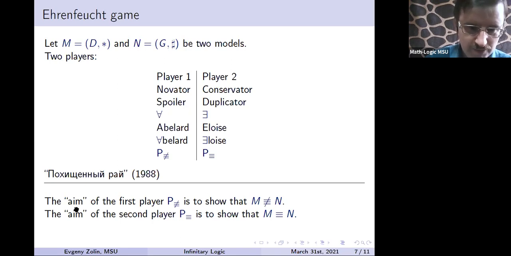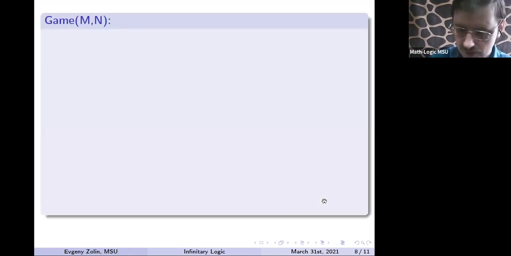So the aim of the first player is to show that these two models are not elementary equivalent. And the aim of the second player is to show that they are elementary equivalent. Hence, we will sometimes use this notation for player 1 and player 2. But I will call them player 1 and player 2. It is simpler to pronounce. So what is the game? How is this game played?